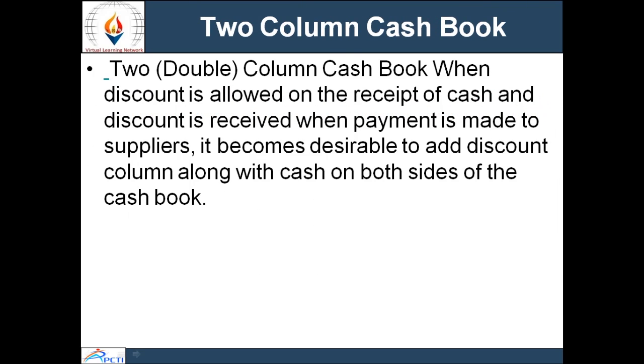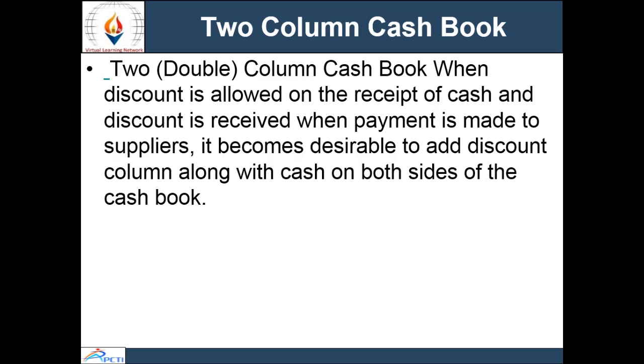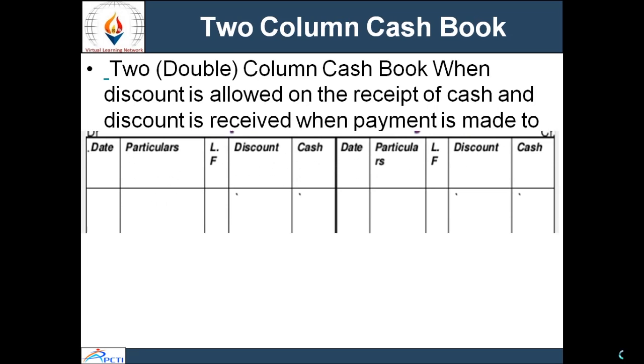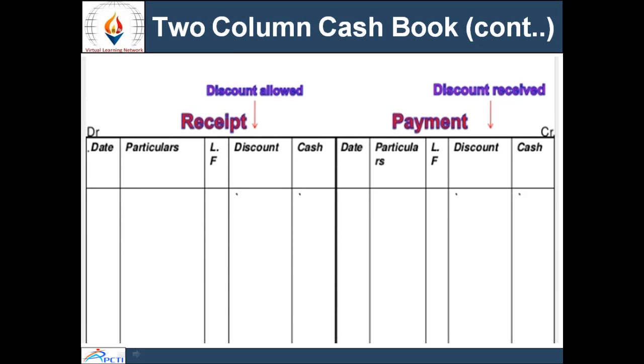2-column cash book, or double column cash book. When discount is allowed on the receipt of cash and discount is received when payment is made to a supplier, it becomes desirable to add a discount column along with cash on both sides of the cash book. Here is the format of the 2-column cash book.